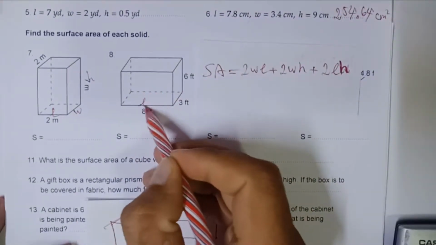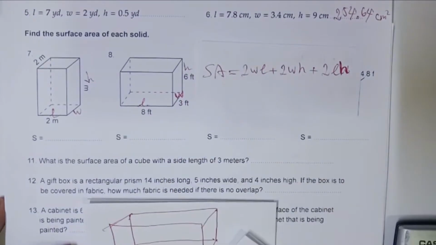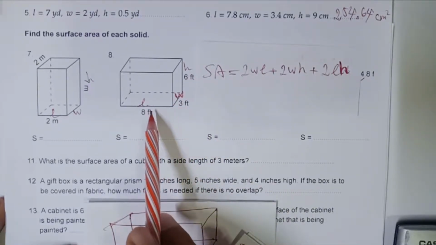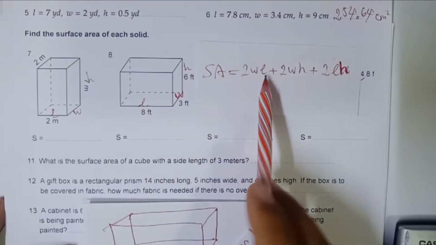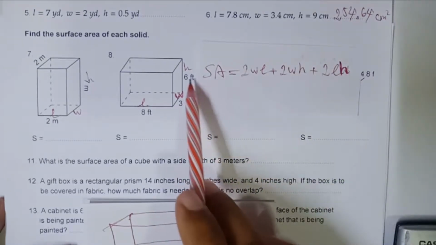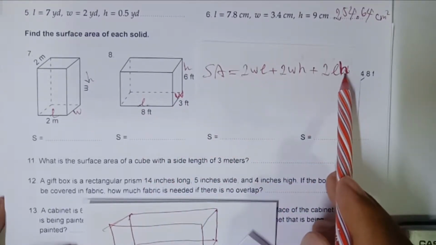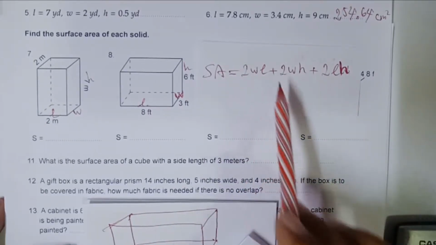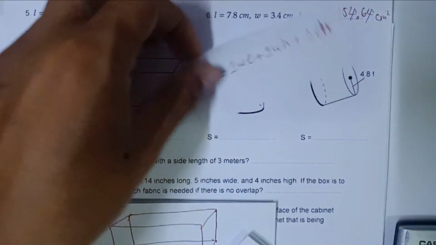And then for number 8, this is L, W, and H. Once you know the letter that represents each length, follow the formula and substitute in the values. L is 8, W is 3, and 2 times W, which is 3, times H, which is 6, and plus again 2 times L, which is 8, times H, which is 6. Just plug in all the values and do the math, then you can get the final answer, the surface area of this solid figure.